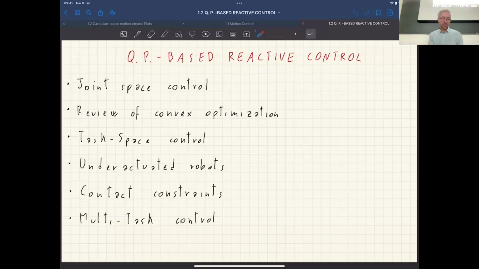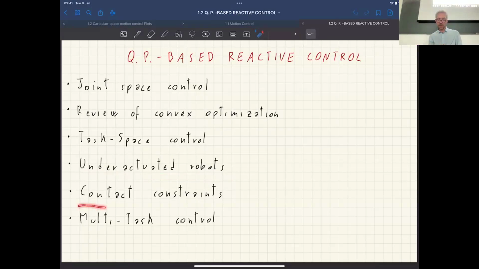We're going to start as usual from the problem of joint space control. Then we're going to do a review of convex optimization. And then we're going to move to task space control, which is a generalization of Cartesian space control. And then we're going to see how the same methodology can be used to control different kinds of robots beyond robot manipulators. For instance, underactuated robots, so like vehicles or legged robots or aerial robots.